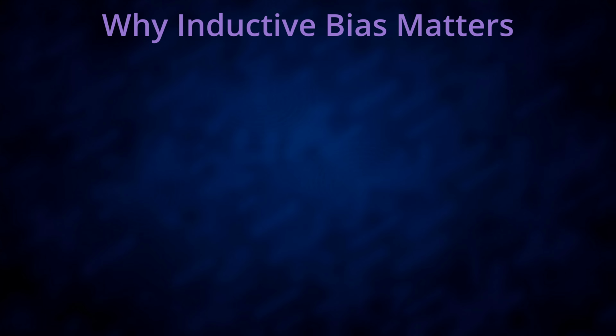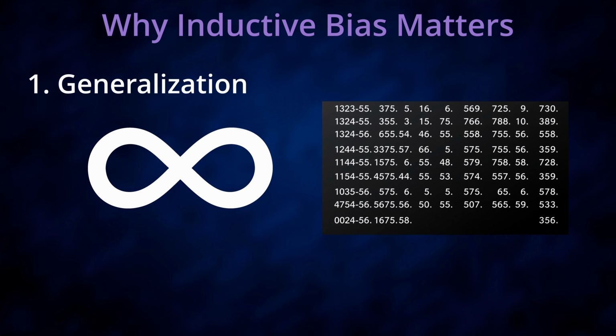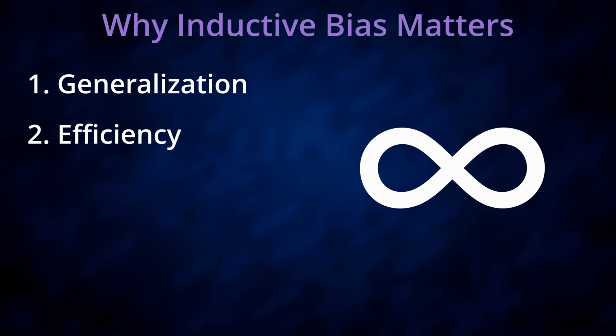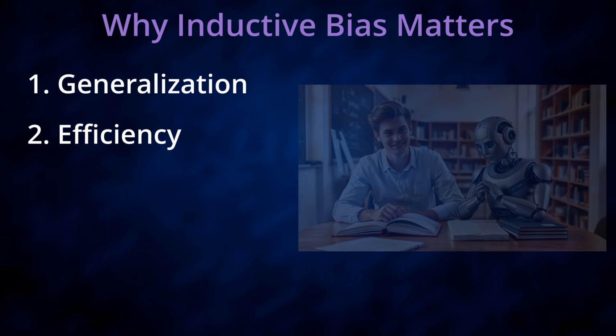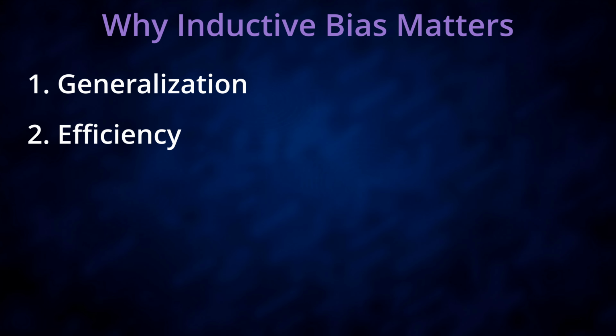Why inductive bias matters. Generalization. The real world is infinite. Data is finite. Inductive bias allows AI to fill in the gaps intelligently. Efficiency. Without bias, models would need infinite data, literally. Bias is what allows today's AI to learn fast with limited samples.